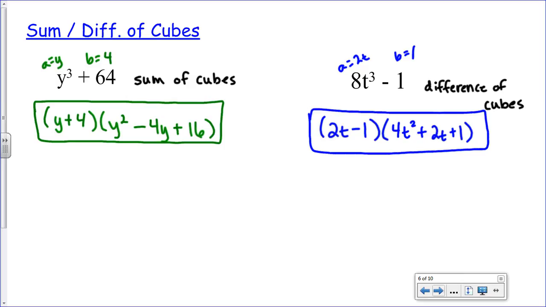Okay, so what I like to think about when I'm doing these is that my binomial will match what I have. So if it's difference, then I'm gonna have difference here. Okay, and then it's the opposite of what's inside. Opposite of that for the trinomial. Questions about those? Okay. Do some more factoring.